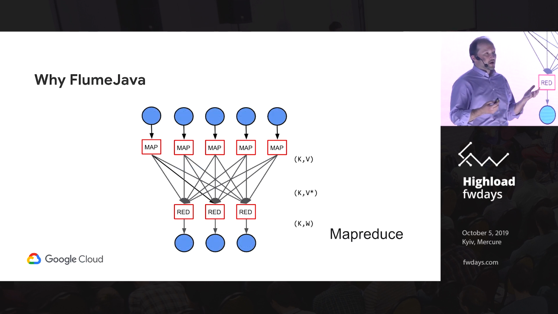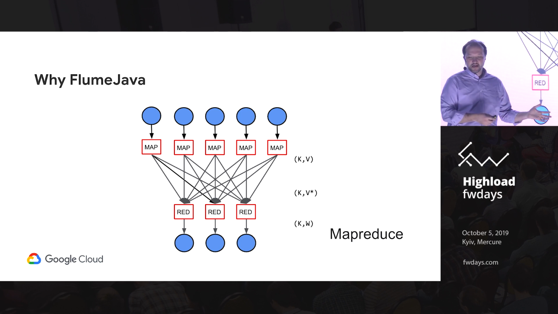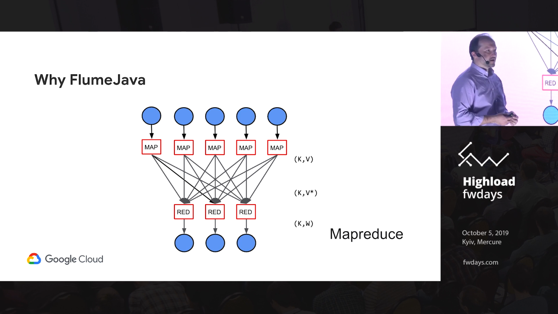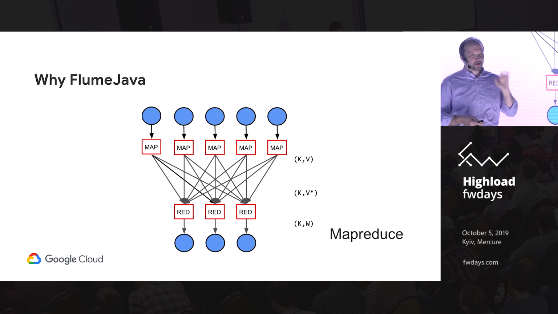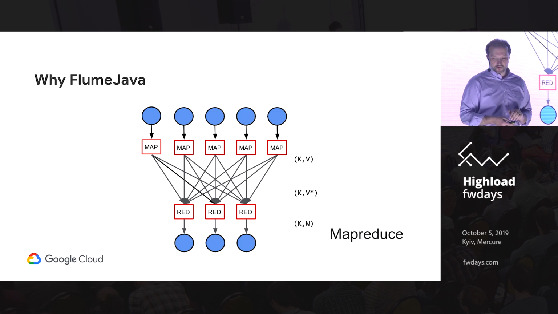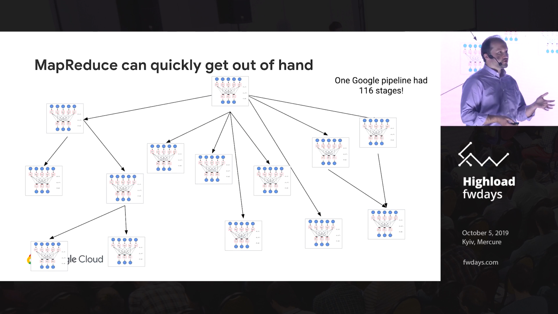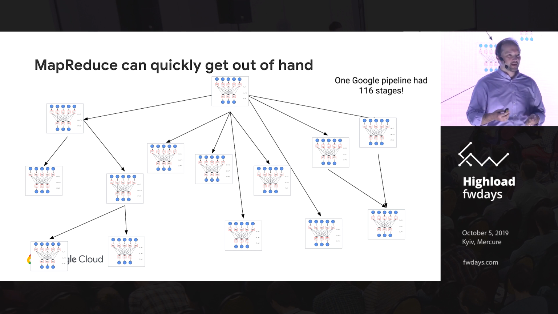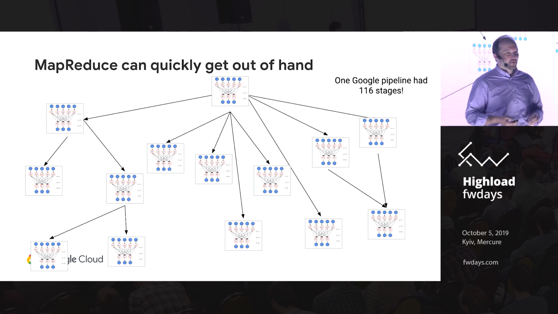Let me just explain why we had to move away from MapReduce. If you look at your typical transforms that you use in MapReduce, you have the mapping functions and the reduction functions, and then you're trying to map your key value pairs between the 2 stages. Some of the Google pipelines that we used at YouTube and Gmail had 116 stages expressed as a MapReduce relationship. And as you can imagine, that quickly went out of hand.